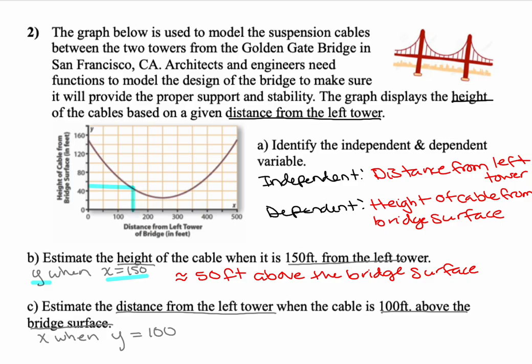So in this case, I'm going to use a green highlighter. I'm going to go to the y value of 100, and I want to find the x. So the y value of 100 is here. I'm going to go to the function, and then I've intersected the function. Now I'm going to go down to the x-axis, and it is at 50 feet. Now this is 50 feet from the left tower. So our answer is approximately 50 feet from the left tower.